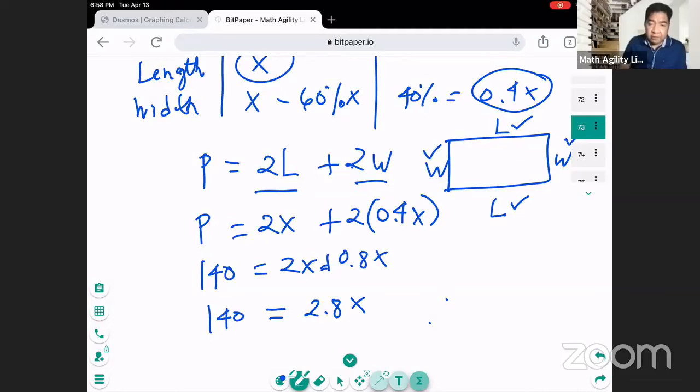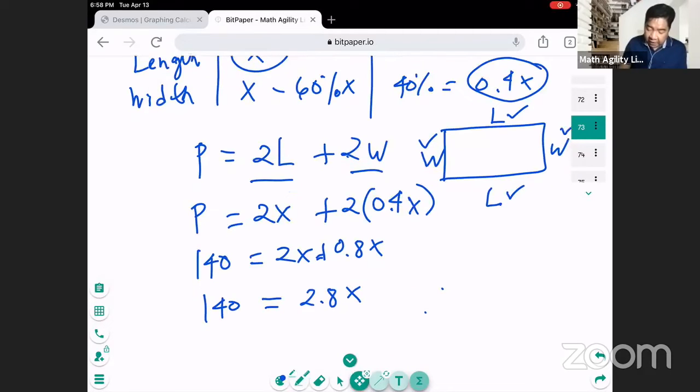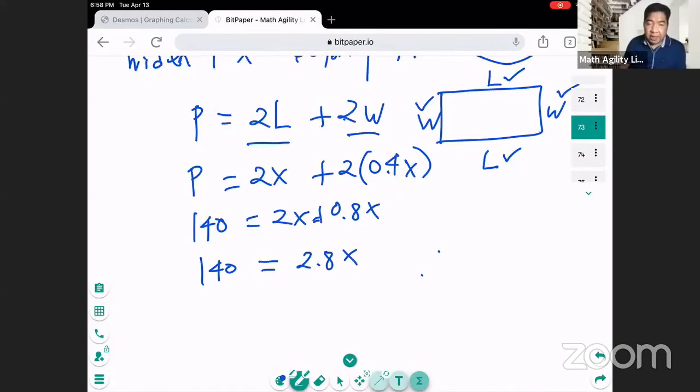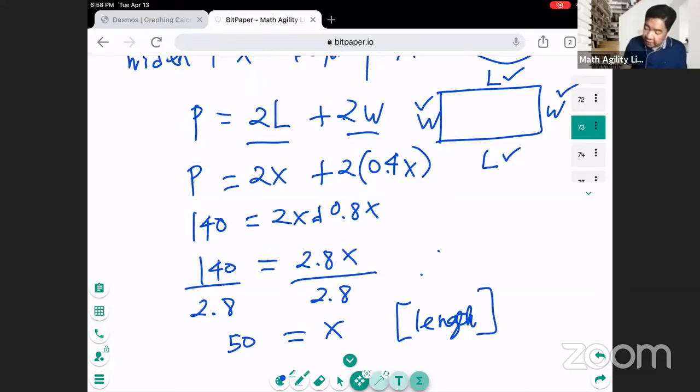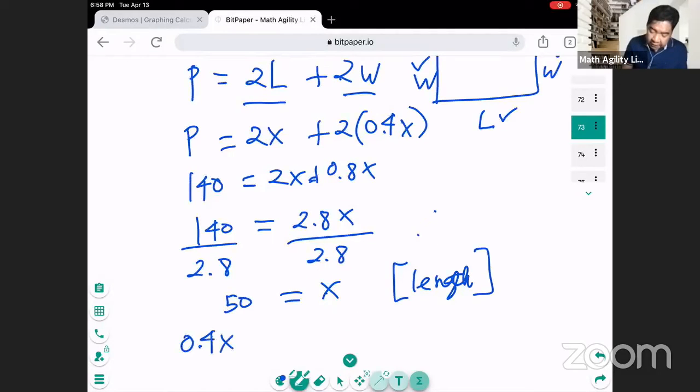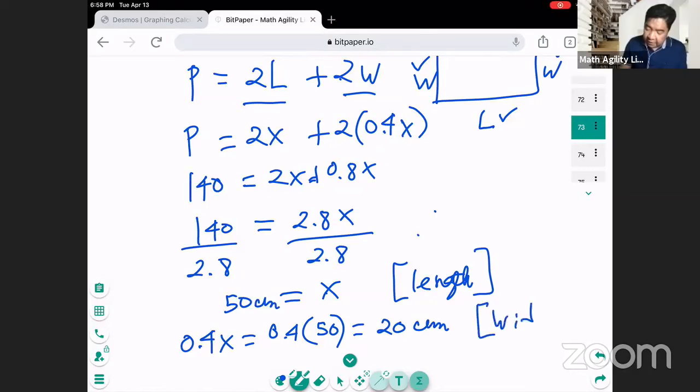So how do we solve the value of x? Of course, we will eliminate 2.8. So we need to divide by 2.8 on both sides of the equation. So x would become equal to 50. So what did we say x is? This is the length of the rectangle, right? And how do we compute the width? It says the width is 0.4x. So 0.4 times 50 is equal to 20. 20 centimeters, and this is 50 centimeters. So this is the width.